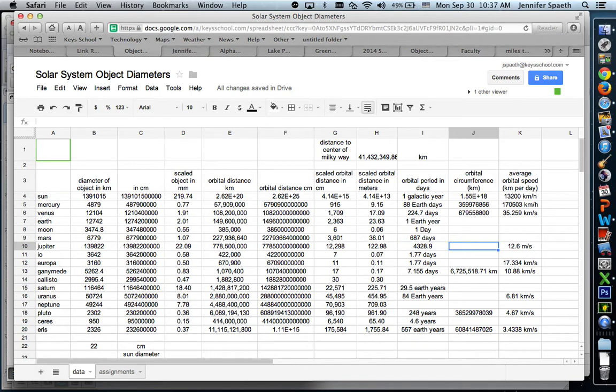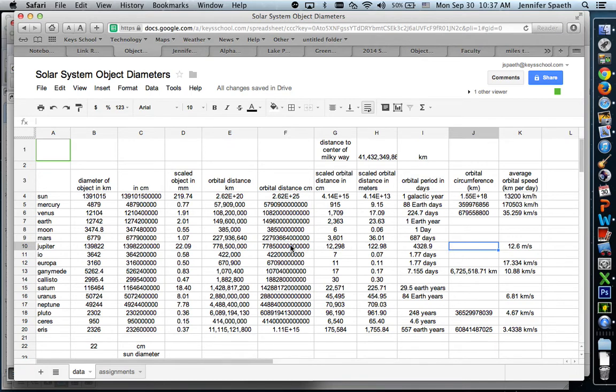Now I need the orbital circumference. It's a little tricky, isn't it? Because we have to use some formulas that relate to circles. So when you want to get the circumference of a circle, you have to multiply the diameter times pi. Well, a diameter is just the radius times 2, right? And we know what the radius is.